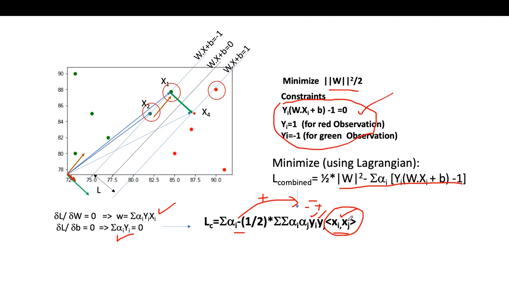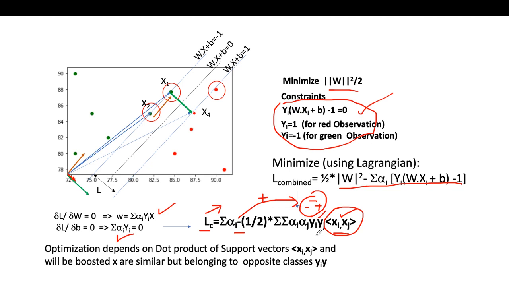So similar data points from opposite classes would boost this, and since this is a minimization problem, if this gets higher, the minimization would be boosted. Okay, so we have to take similar objects, but from opposite classes, to do this optimization. That is the significance of this equation, which are again the support vectors. Because they are closest to the line, they will be similar, but they will belong to opposite classes. Okay, now let's see how that works.